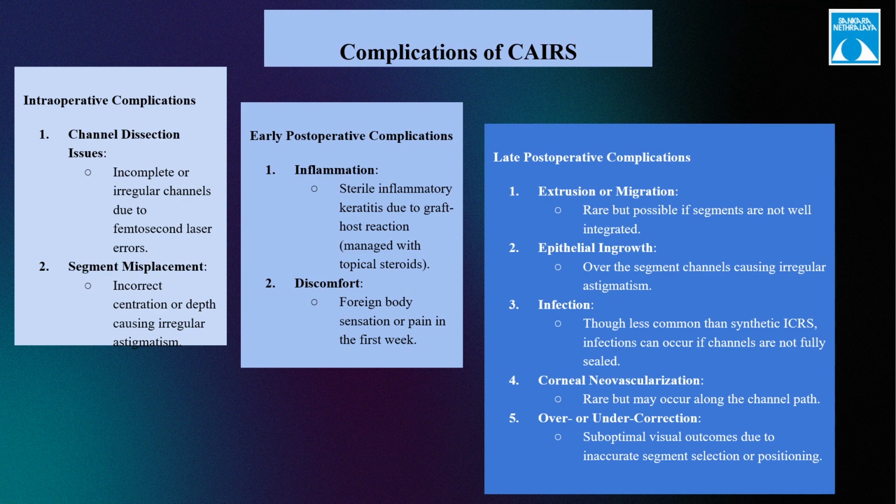Third is infection. Like with any other procedure, infection is also a complication of CAIRS. Fourth is corneal neovascularization, rarer than with ICRS but it can occur. Then there is over and under correction, so the patient can have a suboptimal visual outcome due to inaccurate segment selection or positioning.